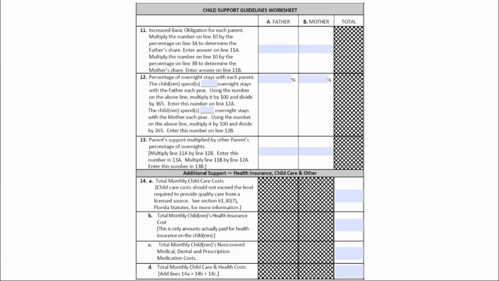Similarly, you must multiply the number on line 10 by the percentage on line 3B to determine the mother's share of the increased basic child support obligation. Once you have done this calculation, enter the answer on line 11B. In section 12 of the worksheet, you are going to calculate the percentage of overnights that each parent exercises with the minor child or children.